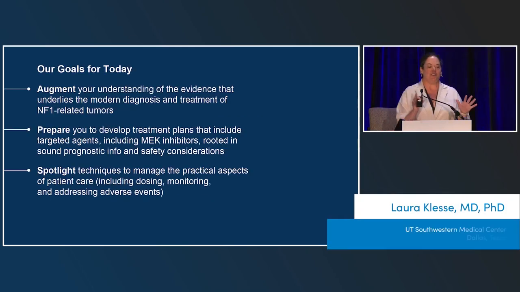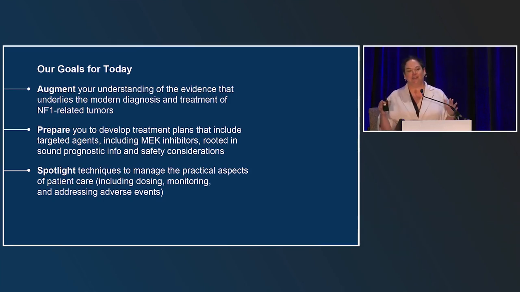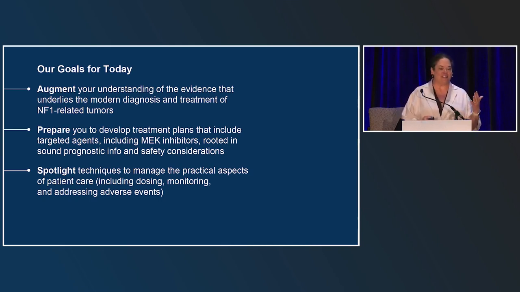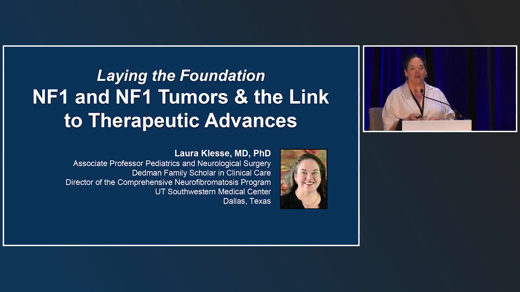So a couple of things we really want to try to do today. I just want to review NF1 to begin with. It's been a difficult couple years as we've changed names and adjusted the diagnostic criteria. So we'll go through some of that and then talk much more in depth about how you develop treatment plans with some of these targeted agents. How do you decide who qualifies and who doesn't? And then really spotlight, we know all medicines have toxicities. How do we monitor and deal with those?